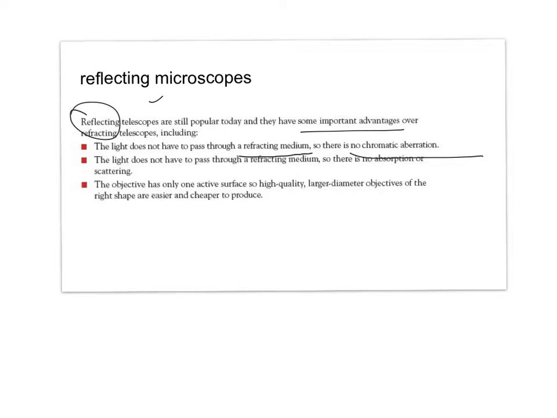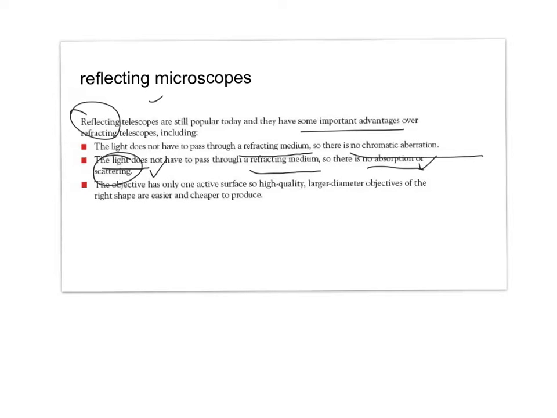Because the light is not going through another material, a refracting medium, there's no absorption of light. Now this is something we'll talk about in the next chapter, and it will make a little bit more sense to you. But light does lose a little bit of its intensity as it goes through a different material. Some energy is also lost through scattering. So absorption and scattering are negative effects of using large lenses.